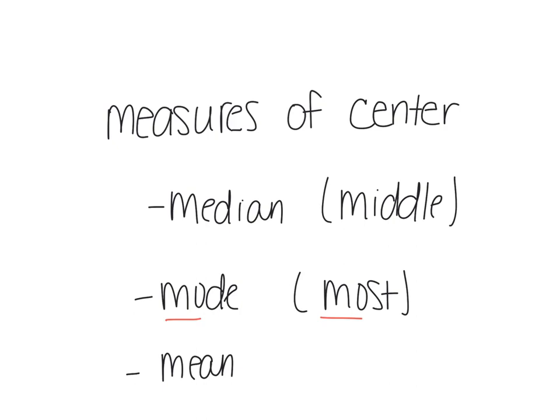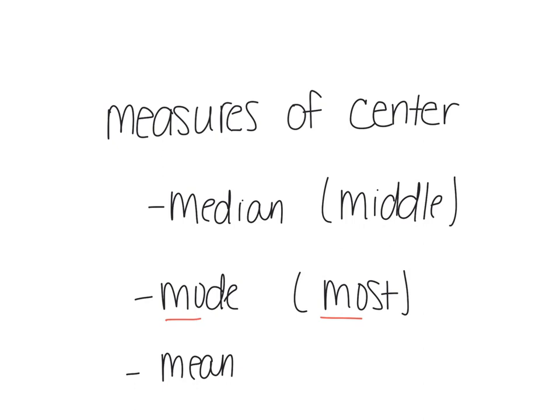Hi, sixth graders. This is lesson 9.3, Measures of Center. Measures of center are measures that describe the typical value of a data set. We already know about one type of measure of center, which is the mean. And there are two other measures of center that we're going to talk about today. Those are median and mode.